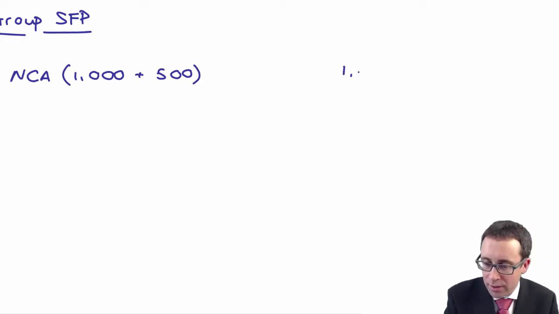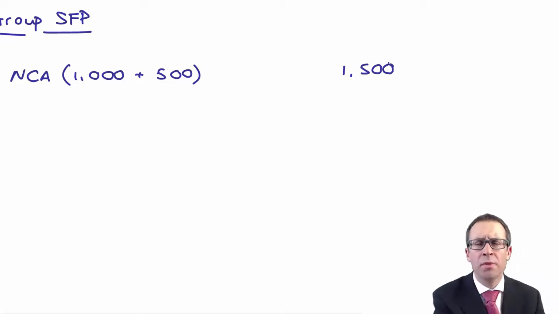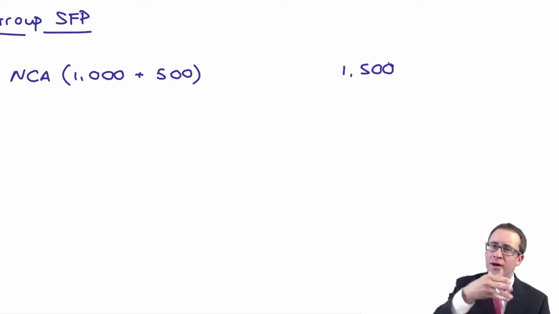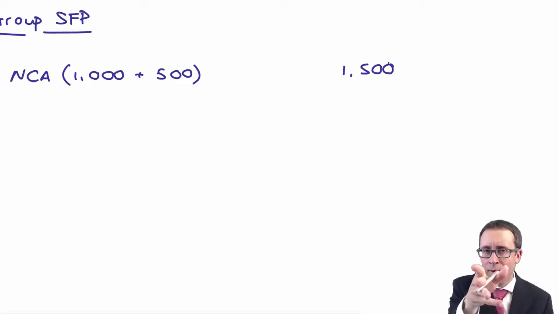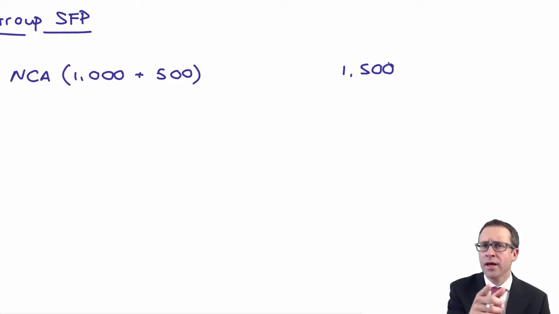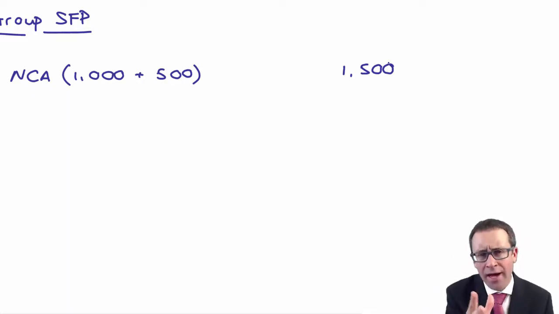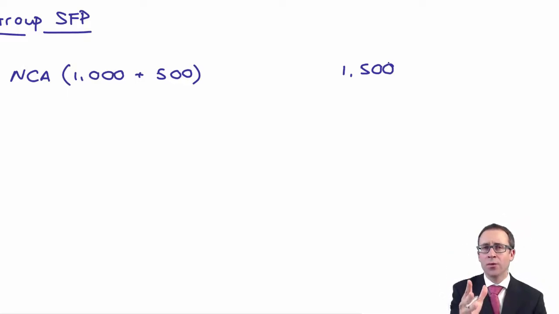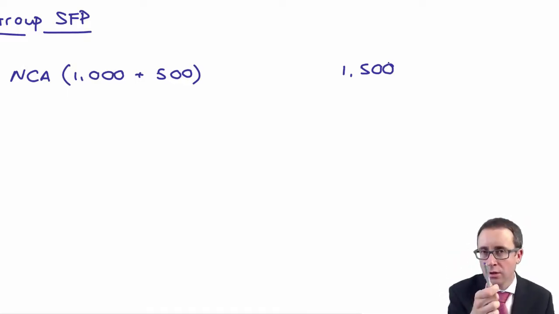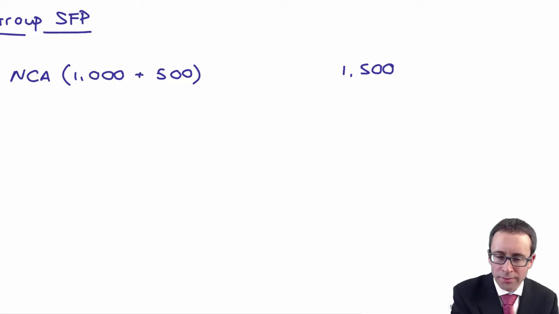If I see anybody taking 80% of the subsidiary, you will be in trouble. I'll travel down the internet right the way to your home or wherever you are sitting, and I will give you a severe telling off. We have control. If we have control, we consolidate all of the assets and all of the liabilities, don't we? So 100%. Understood? Good.